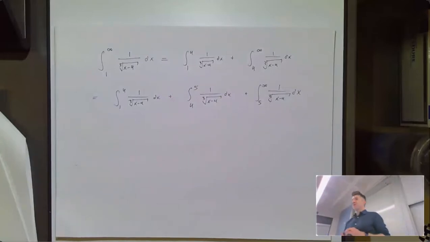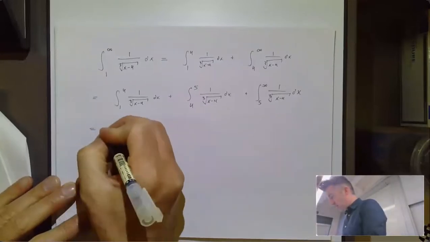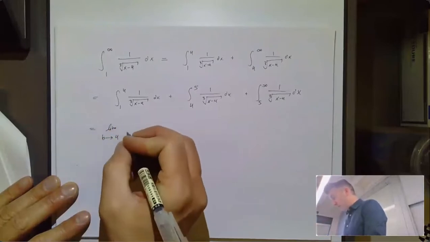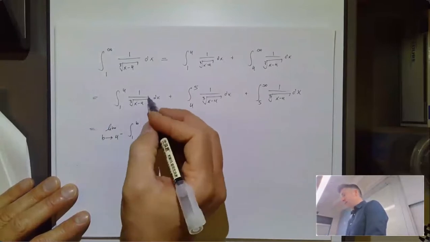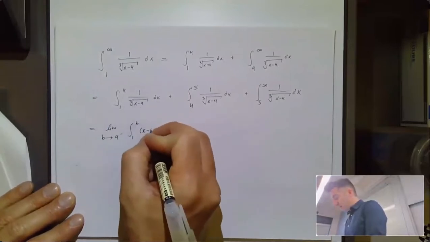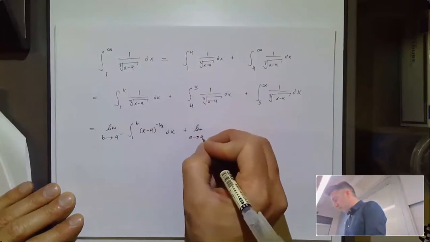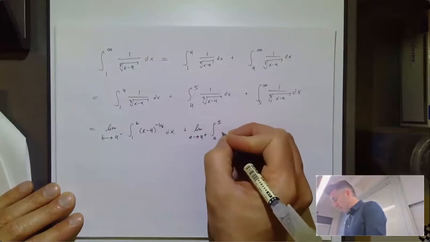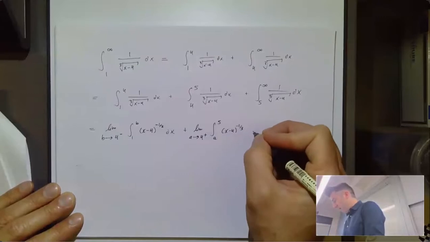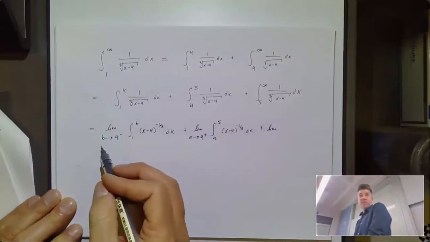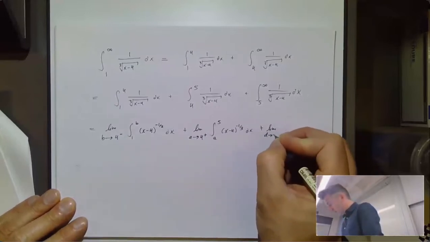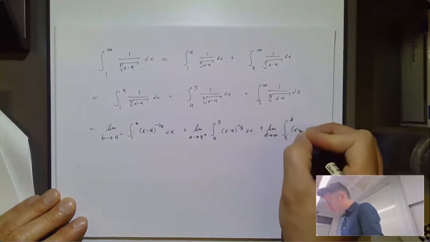Okay. This is where good planning makes all the difference. So we've got a lot of pieces here. If one of them is divergent, the whole thing is going to diverge. So we could certainly start to write this out as the limit as b approaches 4 from the left of the integral from 1 to b. And I'm going to rewrite 1 over the cube root of x minus 4 as x minus 4 to the negative 1/3 power. And then here I'm going to have the limit as a approaches 4 from the right of the integral from a to 5 of, again, x minus 4 to the negative 1/3. And then finally, I'd probably use something other than b because I already used b, so let's say the limit as d approaches infinity of the integral from 5 to d of x minus 4 to the negative 1/3 dx.